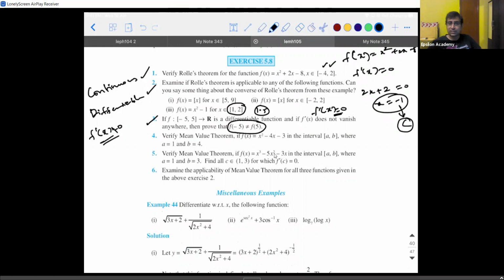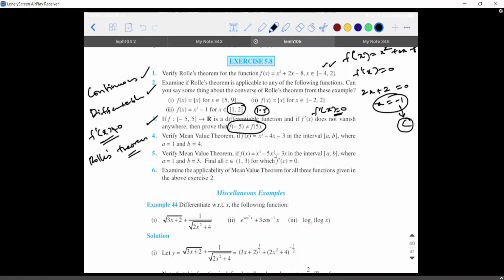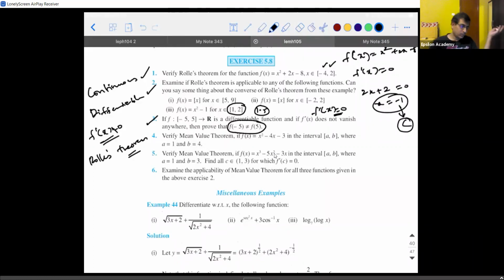Since f dash of x is not equal to 0, Rolle's theorem is not valid. So what theorem is valid for a continuous and differentiable function? Mean value theorem. So in the mean value theorem, what will happen? F of A is obviously not equal to f of B. That is what we are asking.